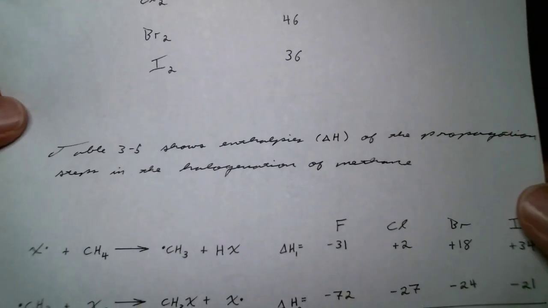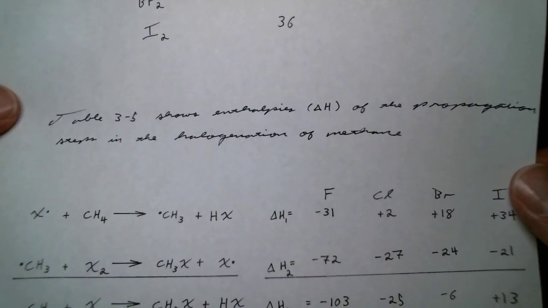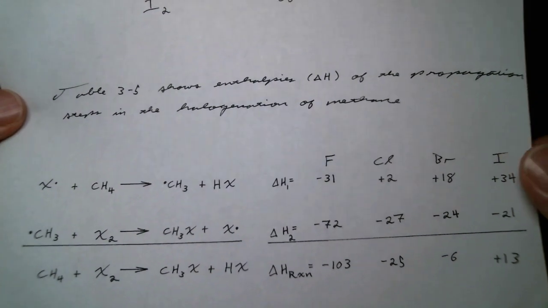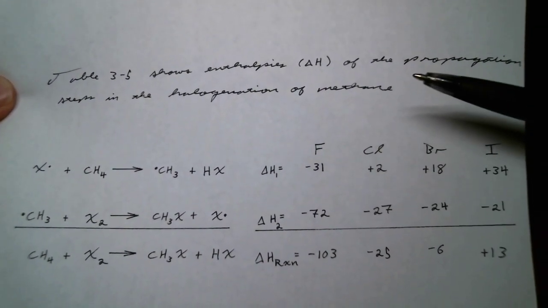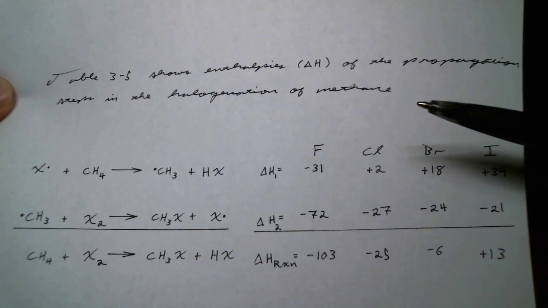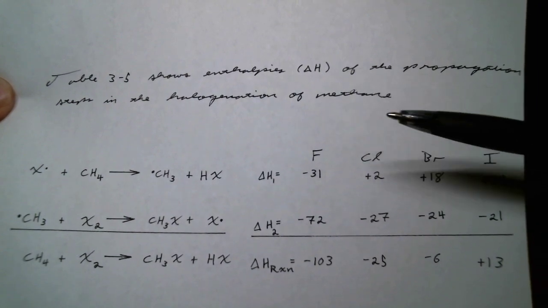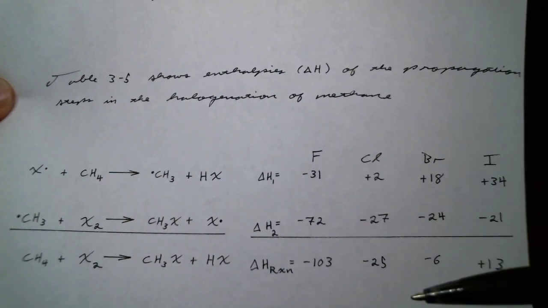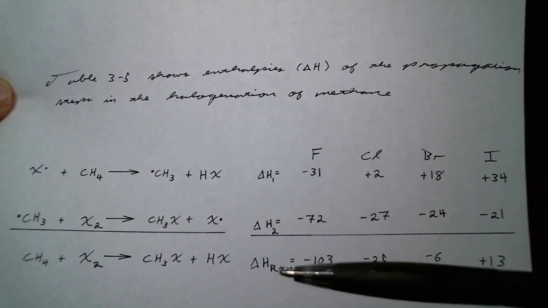So table 3.5 shows changes in enthalpies for the propagation steps in the halogenation of methane, and I think it's kind of interesting to go over these because they have interesting implications for how practical any of these halogenations is. The changes in enthalpies, of course, are given in kcals per mole. I have not written the units on these values.